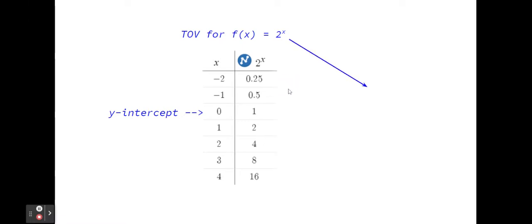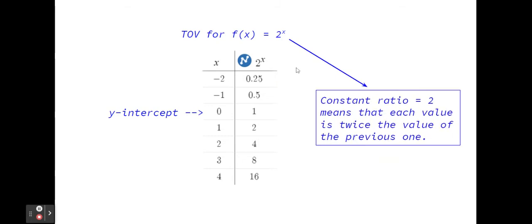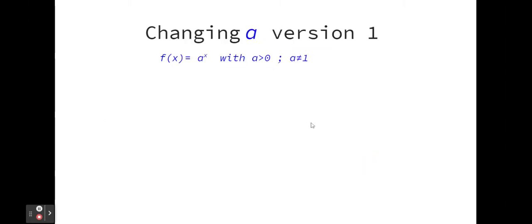So just by looking at the equation, we can ascertain that the constant ratio is 2, and that means each value is twice the previous one, as we can see here on the table of values. So by just looking at the equation of this basic function, we can tell that it's doubling each time, and the table of values will show that.